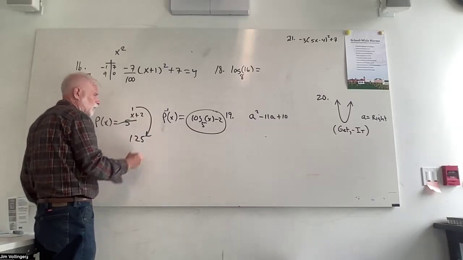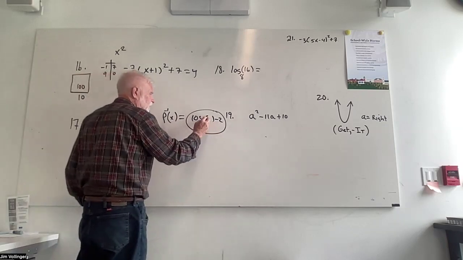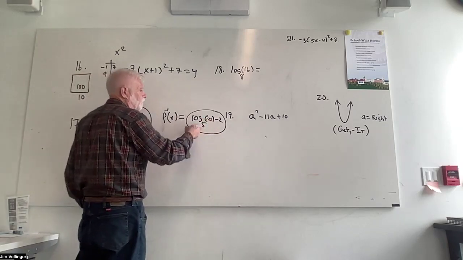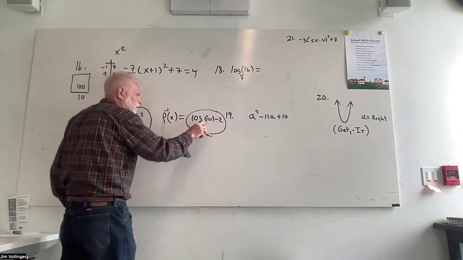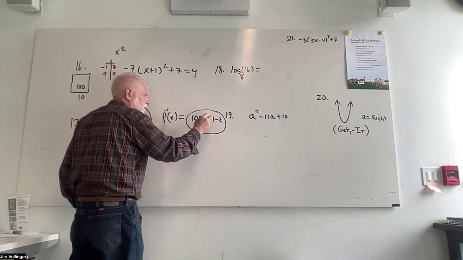So a 1 gets us 125. Let's see if a 125 gets us a 1. Yeah. What do you put on top of 5 to get 125? 3. 3 minus 2 is 1. So that is correct. This is a correct answer.